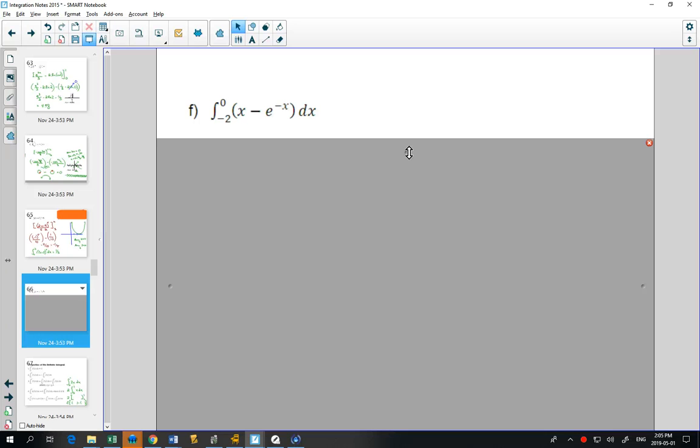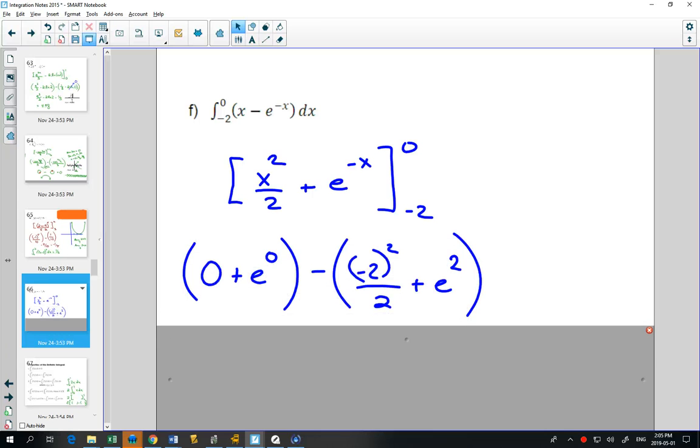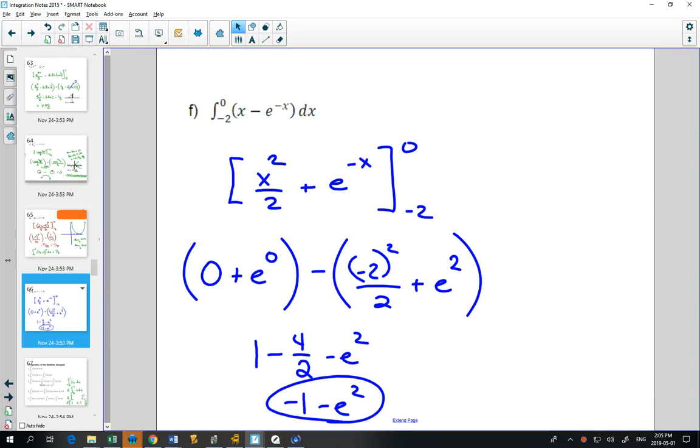Well, let's see how you did on this last one. Integration. Get x squared over 2, and then e to the negative x would stay e to the negative x. You divide by -1, which makes it adding instead of subtracting. Plug in your values. Simplify. And you get -1 minus e squared. So what this example looks at is you can go into negative numbers as well. If you were worried about that, you can do definite integrals into the negatives as well.